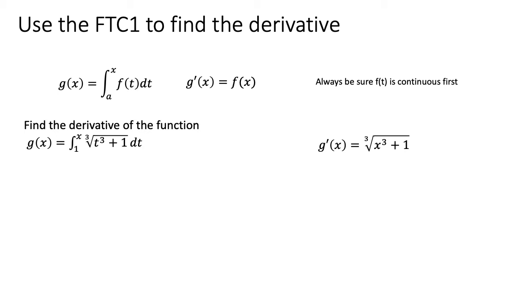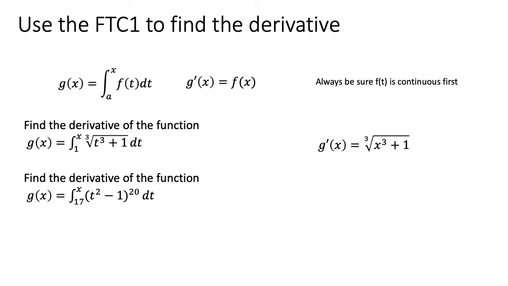Here's another one. Find the derivative of the function. Here we have a lower boundary of 17 and an upper boundary of x. That 17 does not matter in the least for this. We are only interested in the upper boundary, which is variable. It is the variable x.